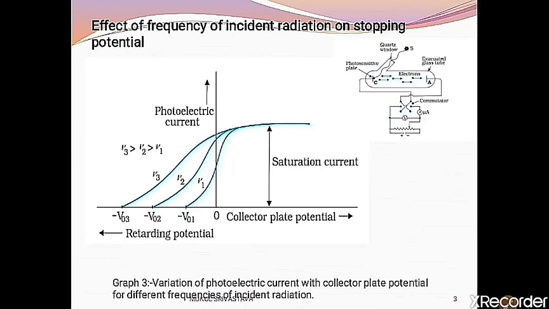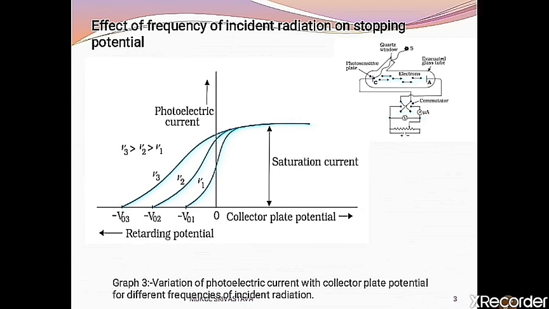Here we are going to study the effect of frequency of incident radiation on stopping potential. For that, we study the relation between the frequency nu of the incident radiation and the stopping potential V naught, or the negative potential V naught. If we suitably adjust the same intensity of light radiation at various frequencies and study the variation of the photoelectric current with respect to the collector plate potential, the resulting variation is shown in this graph.